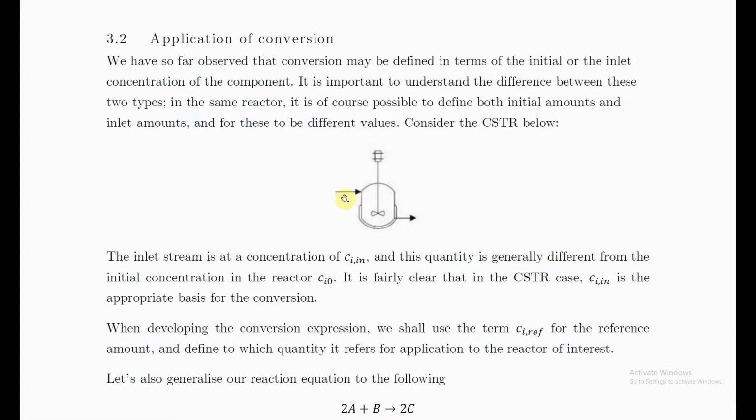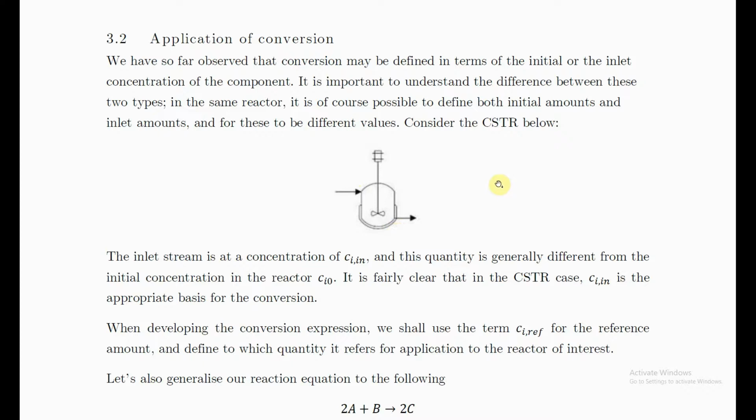So in this case, if it's a CSTR, then we have a flow entering here, and then there's some reaction, and then there's a different flow of our component coming out here. So in this case, we can say the conversion must be based on the amount of the component that's entering here. And you see that's different for each reactor type.